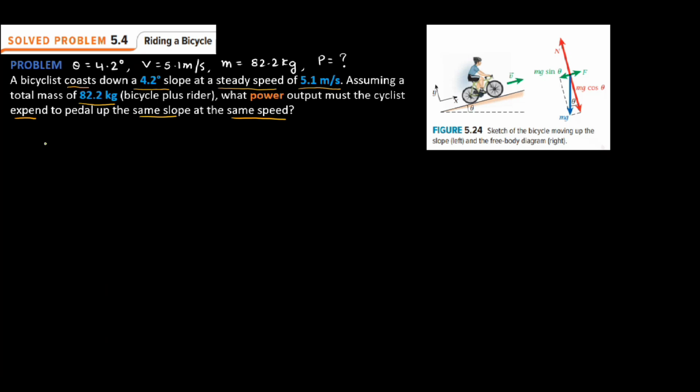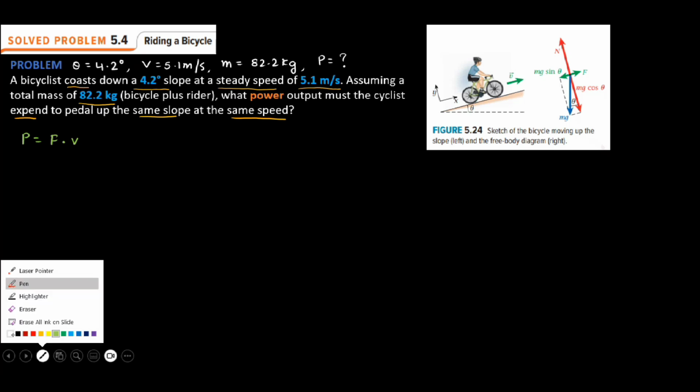Power output can be calculated by taking the product of force and velocity. The question has given me the speed v, but what force must the cyclist apply to move up the slope with the same speed? To solve this question, we need to analyze the forces acting on the bicyclist when he is coasting down as well as when he is going up. Then we can use that analysis to find my force F.